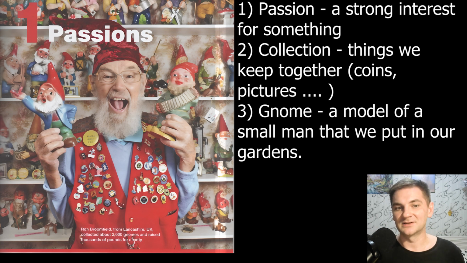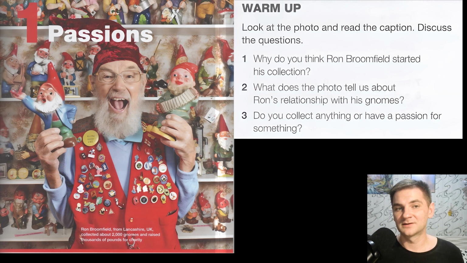Next word is collection. It is a group of things we keep together, like a collection of pictures or a collection of posters, coins, problems, and so on. This man, Ron Bromfield, has a collection of gnomes. A gnome is a model of a small man that people put in their gardens. They can make a garden look cool. Let's warm up a little bit. Look at the photo and read the caption. But we have already read it.